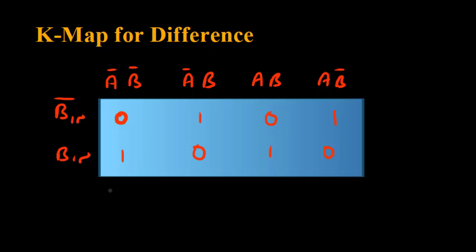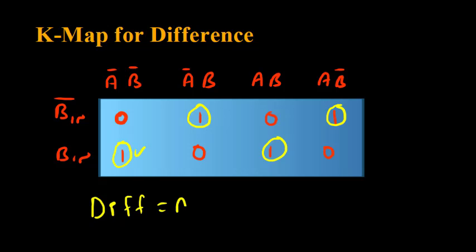After drawing this, we see there are no quads, no octets, no pairs, so we need to encircle each of them individually. This is the first 1, the second, the third, and the fourth one. So this is what we have. Now we write the equation of difference, DIFF.